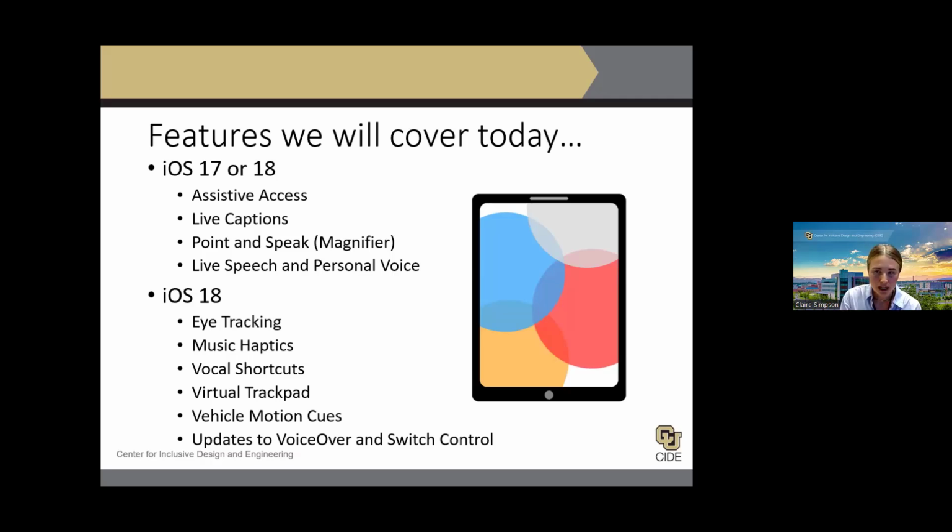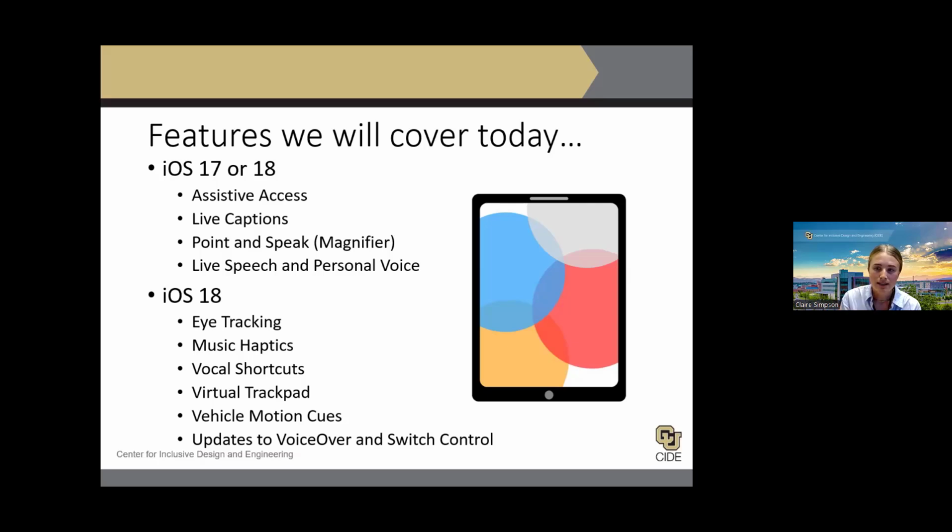The features that we'll be talking about today are Assistive Access, Live Captions, Point and Speak, Live Speak, and Personal Voice. Those all came out with iOS 17. So if you have iOS 17 or 18, you should be able to try those on your device.